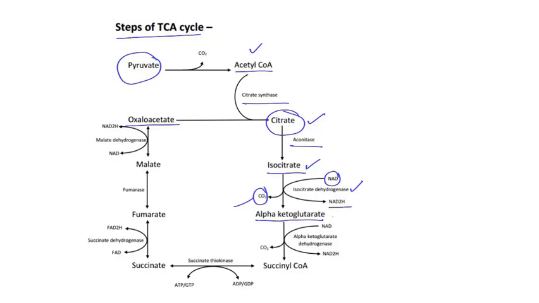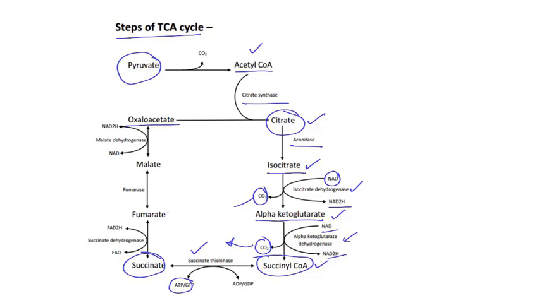In the next step, alpha ketoglutarate produces succinyl-CoA, and also in this step, one molecule of carbon dioxide is removed and one molecule of NAD is reduced, and in this step, the alpha ketoglutarate dehydrogenase enzyme acts. In the next step, this succinyl-CoA produces succinate with the presence of succinate thiokinase, and here one ATP or GTP is produced.